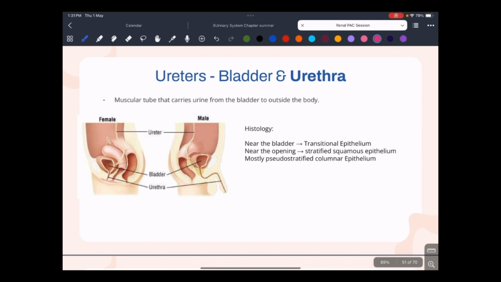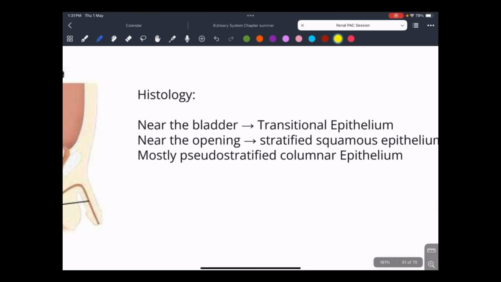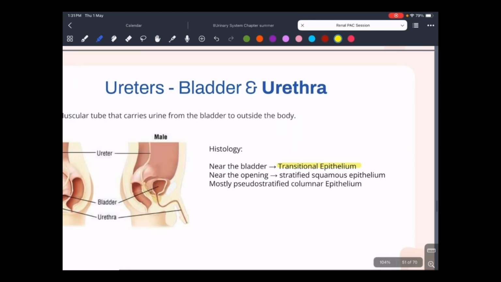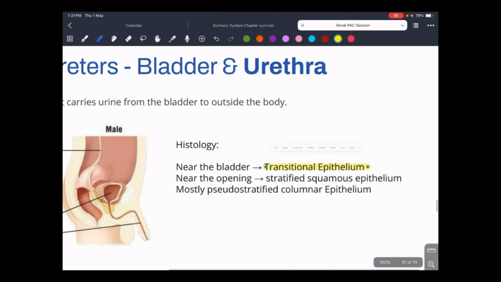Simple enough. It's the muscular tube that carries urine from the bladder to the outside of the body. And let's talk about it histologically, right? So near the bladder, you have transitional epithelium, which makes sense, right? Because the bladder distends, it stretches and goes back, or stretches and goes back. So it transitions through many things. It makes sense that the aspect of the urethra that's close to the bladder would have the same epithelium, right?